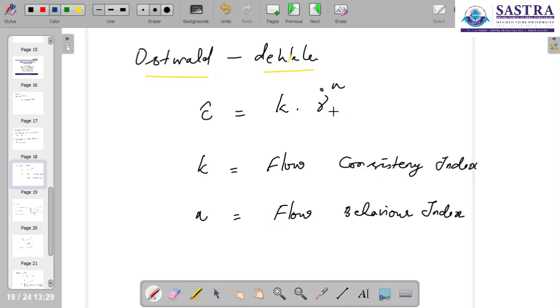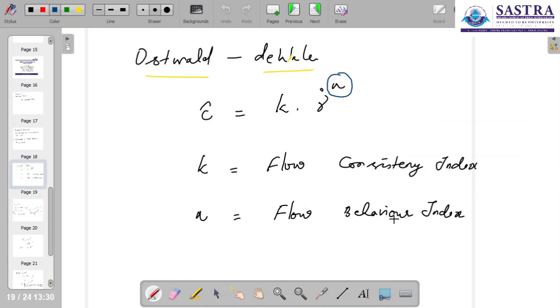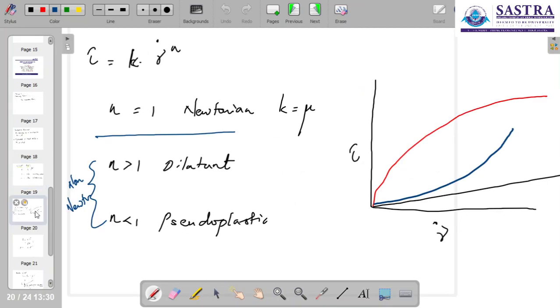So you can see this is in contrast to the Newtonian fluid. In a Newtonian fluid this power was not there, so that means the value of n would be 1. And you guessed it right, based on the value of n we can classify the fluids as Newtonian and non-Newtonian. If the value of the flow behavior index n is 1, then the flow consistency index kappa that we write is the same as the viscosity of the fluid.